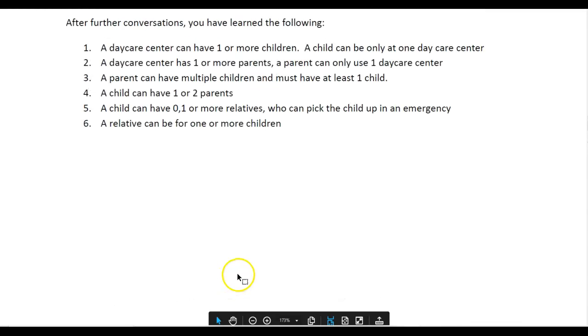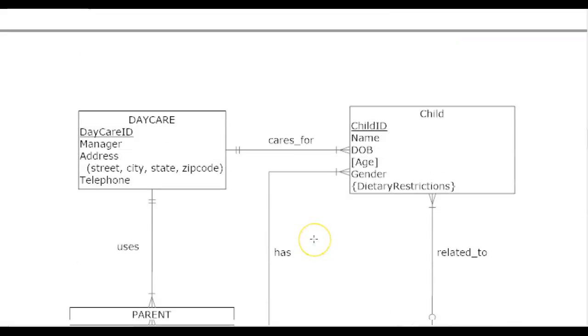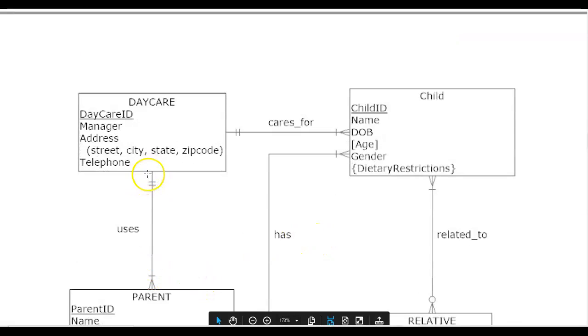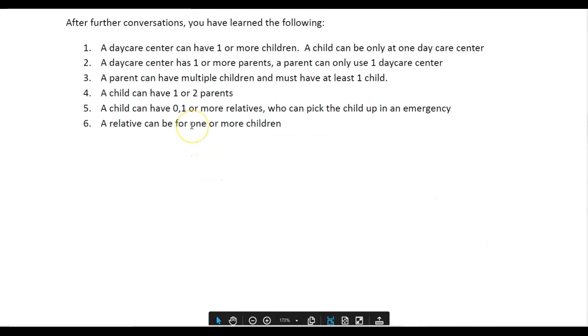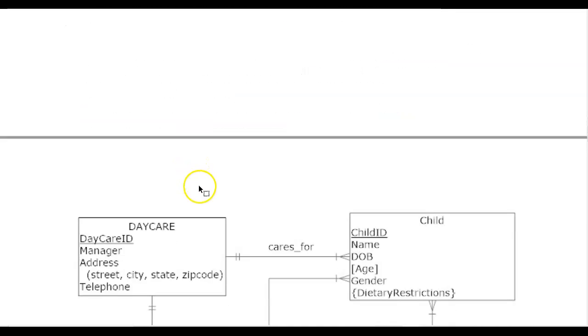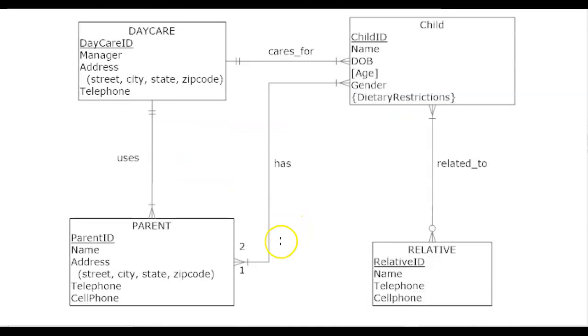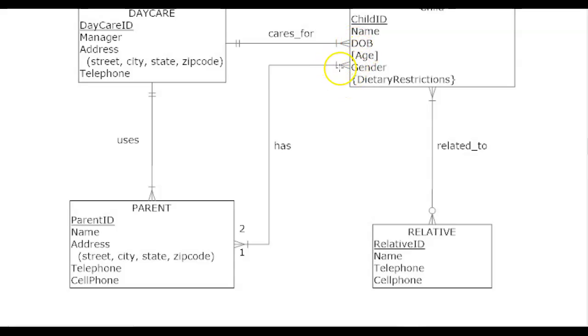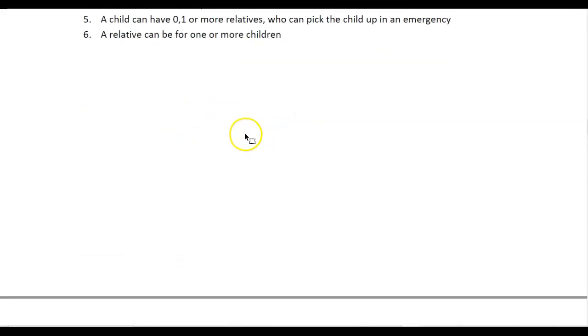A daycare center has one or more parents. A parent can only use one daycare, so the same kind of thing. Parent uses one daycare. Daycare has one or more parents. A parent can have multiple children, but must have at least one child. So parent has one or more children. And then a child can have one or two parents. What that says up here.